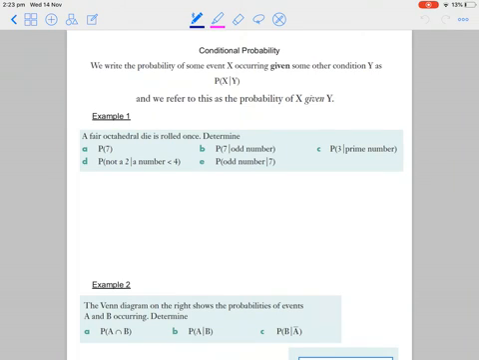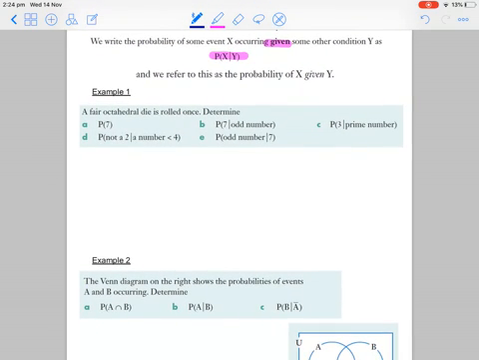Okay, hi everyone. We're going to look today at the idea of conditional probability, something you may have encountered in lower school. We're just going to look first at the notation. We write the probability of some event X occurring given that some other condition Y has happened, and we write that like this. You should always read that as the probability of X given Y. That vertical line, you think of as just being the word given. We're going to do two quick examples to get the idea.